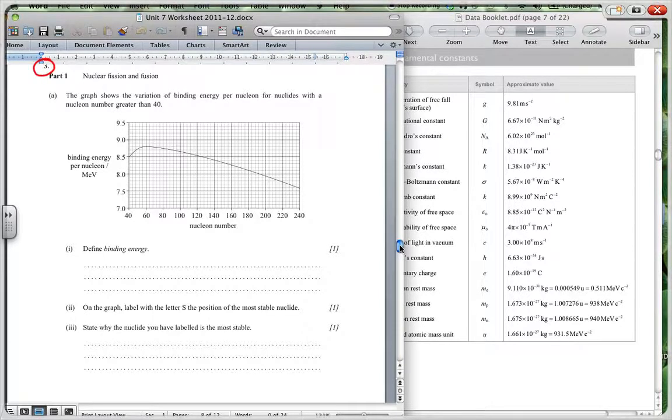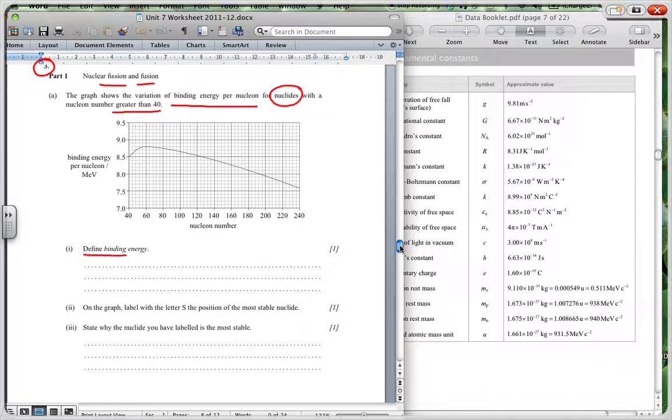Question 3, we have nuclear fission and fusion. The graph shows the variation of the binding energy per nucleon for nuclides with a nucleon number greater than 40. So just make sure that you understand this idea. A nuclide is a specific nucleus, and a nucleon is either a proton or a neutron, the basic particle that resides in your nucleus.